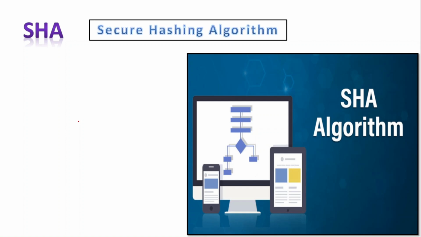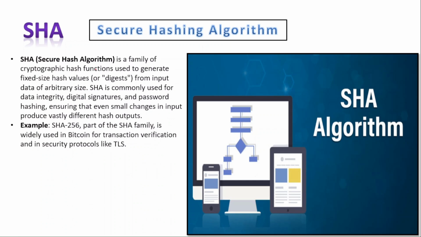SHA, that is Secure Hashing Algorithm. So SHA or Secure Hashing Algorithm is a family of cryptographic hash functions used to generate a fixed-size hash value or digest from input data of arbitrary size. SHA is commonly used for data integrity, digital signatures, and password hashing, ensuring that even small changes in input produce vastly different hash outputs. Example: SHA-256, part of the SHA family, is widely used in Bitcoin for transaction verification and in security protocols like TLS.